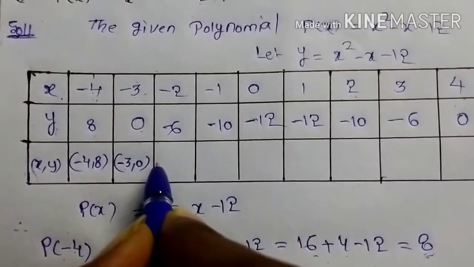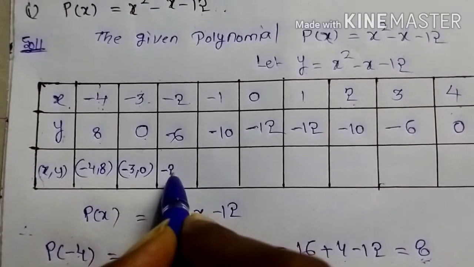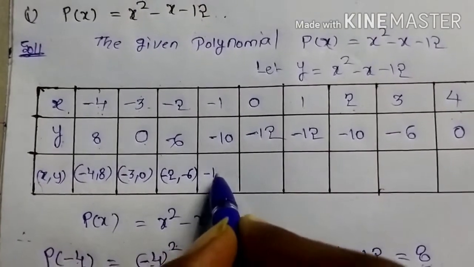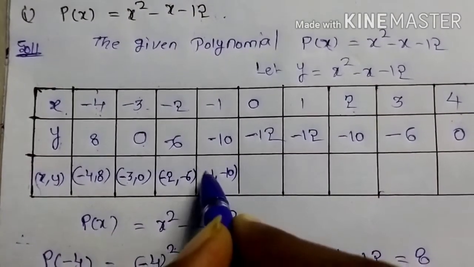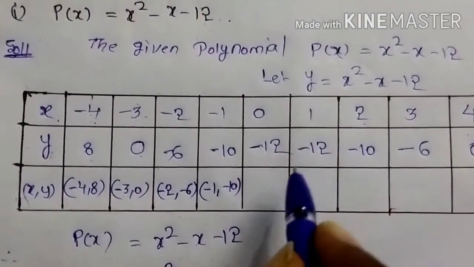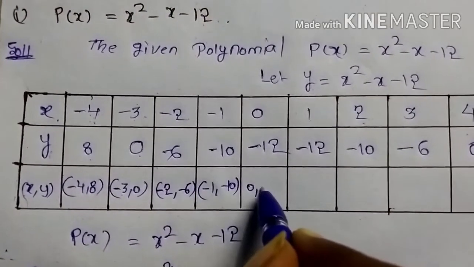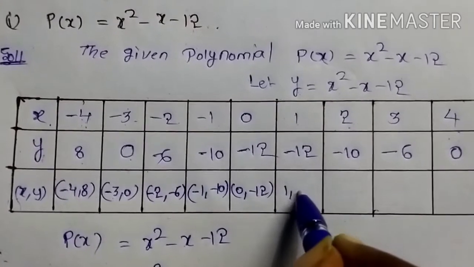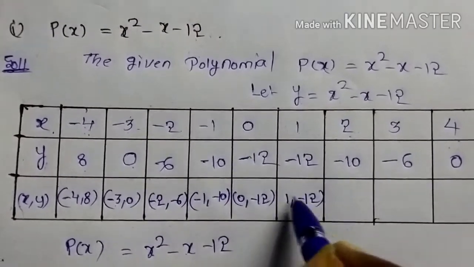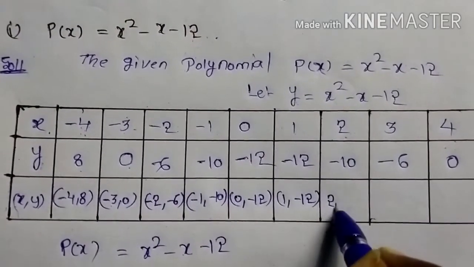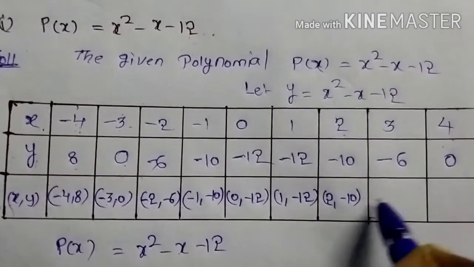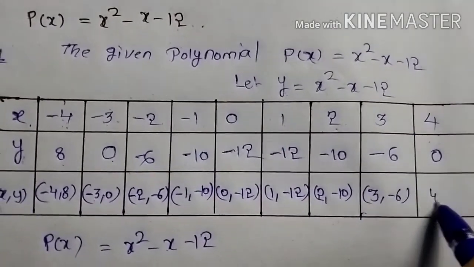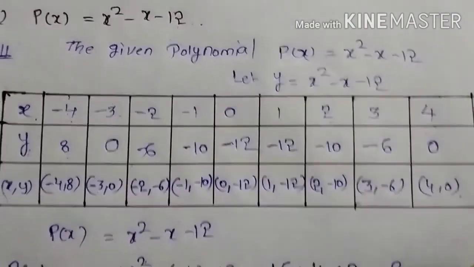Next one, minus 2 comma minus 6. Next one, minus 1 comma minus 10. Next, 0 comma minus 12. Next one, 1 comma minus 12. Next one, 2 comma minus 10. Next one, 3 comma minus 6. Next, 4 comma 0.